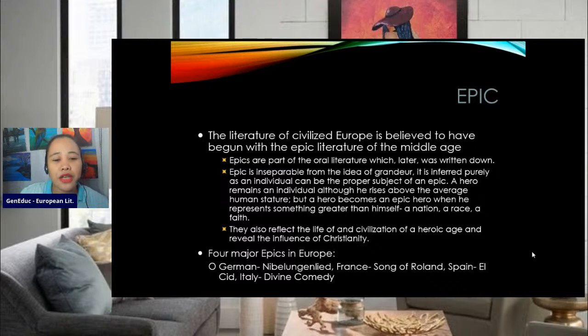So there are four major epics in Europe. What are these? Germany, Nibelungenlied; France, Song of Roland; Spain, El Cid; Italy, Divine Comedy. I just hope I read it perfectly.